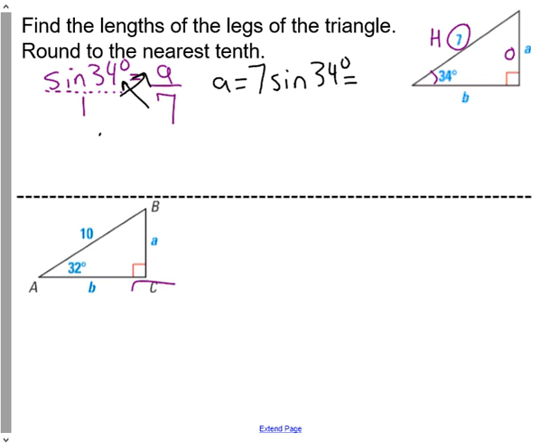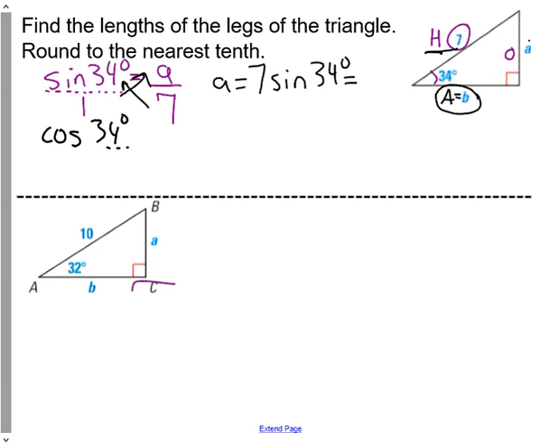But we also need to solve for b. Now b will use cosine. Why? Because we already have the hypotenuse. We don't want to use a because it will be a rounded value, so we want to use our exact value. We're going to use the 34 degrees, b, and our hypotenuse, which is 7. So cosine of 34 degrees.